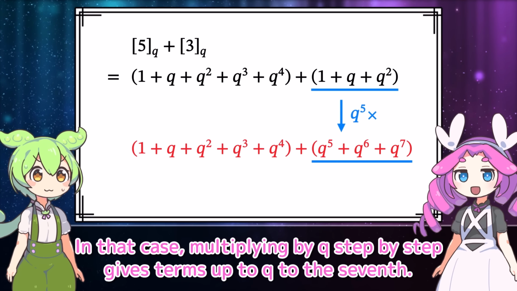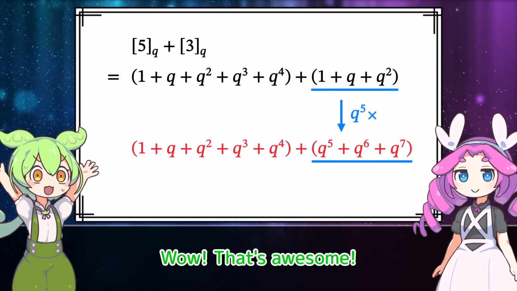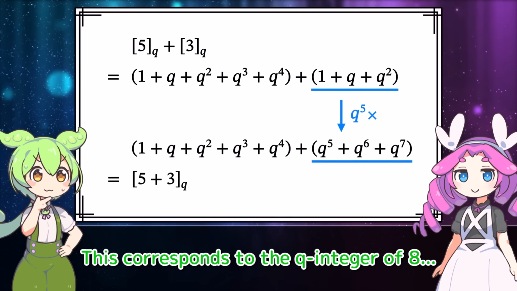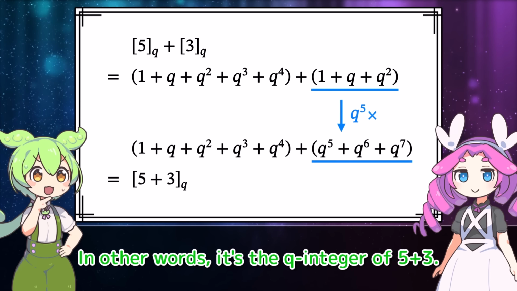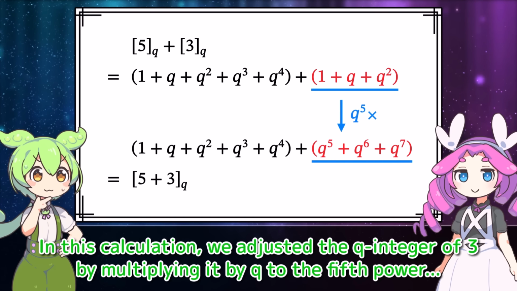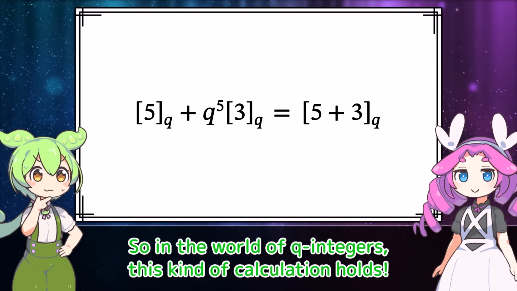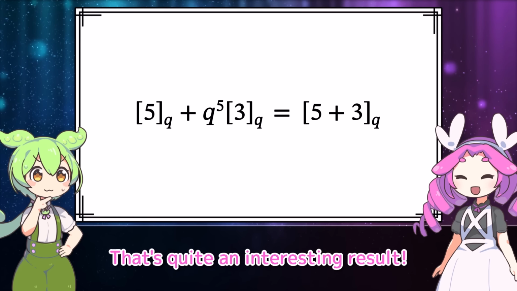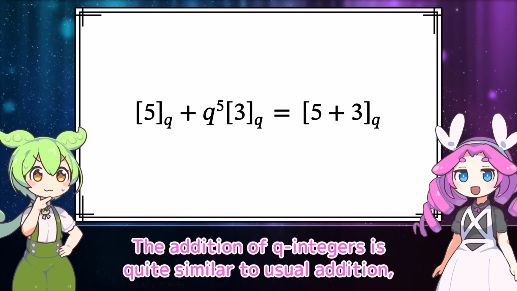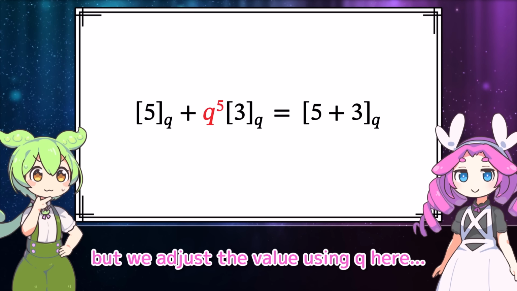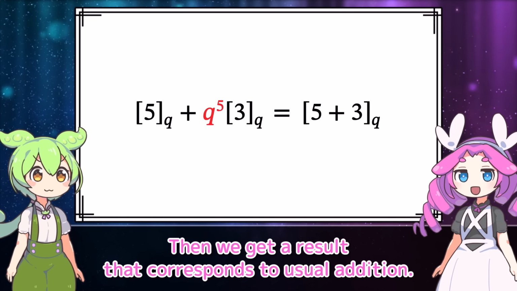In that case, multiplying by q step by step gives terms up to q to the 7th. Wow, that's awesome! This corresponds to the q integer of 8. In other words, it's the q integer of 5 plus 3. In this calculation, we adjusted the q integer of 3 by multiplying it by q to the 5th power. So in the world of q integers, this kind of calculation holds. That's quite an interesting result. The addition of q integers is quite similar to usual addition, but we adjust the value using q here. Then we get a result that corresponds to usual addition.